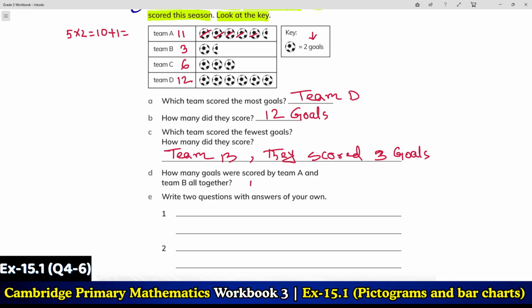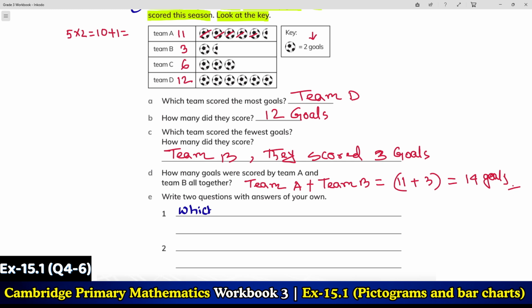So we can write this one: team A plus team B. Team A means 11 plus team B means 3, and together it will be 14 goals. Write 2 questions with answers of your own. So we can write like, which team scored more goals than 8 goals. It's an interesting question. So we can write like this.